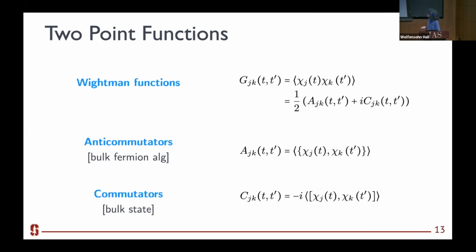Before I move on, it's helpful to standardize some notation. So I'm going to denote the Wightman 2-point functions by capital G. This is going to be a matrix that tabulates the 2-point functions. The anti-commutator contribution to that is going to be denoted by capital A, and the commutators are going to be denoted by capital C. So I already mentioned that we're going to be using the anti-commutators to impose the bulk fermion algebra. And it turns out the commutators are going to give us information about the bulk state.